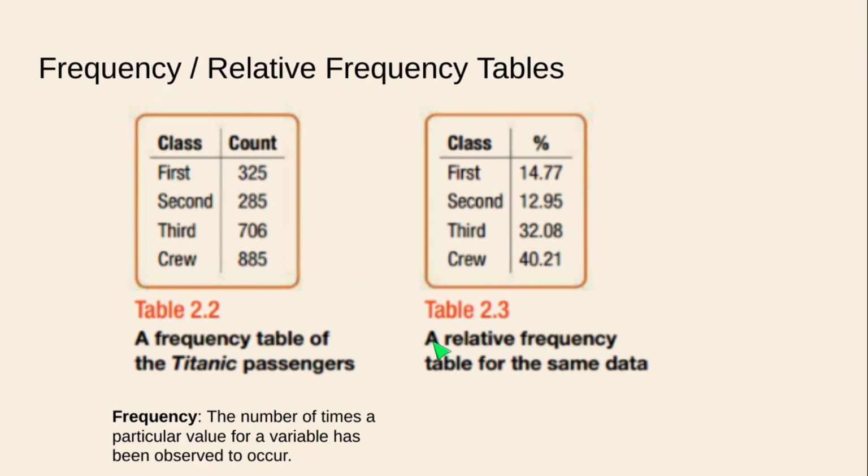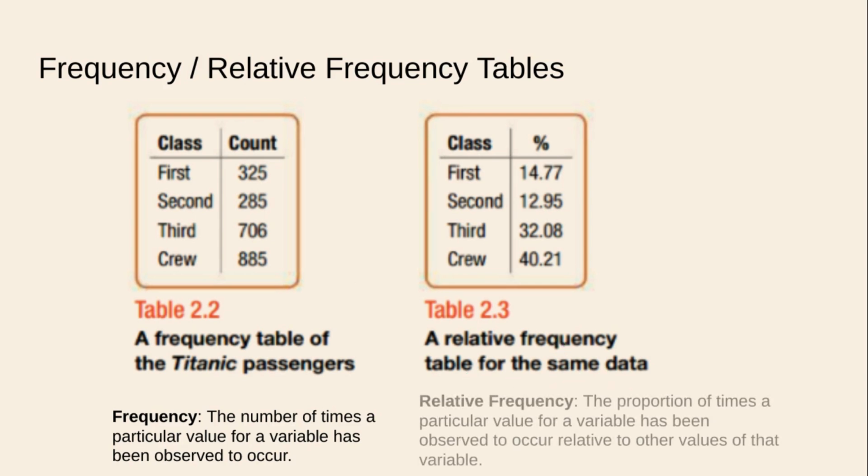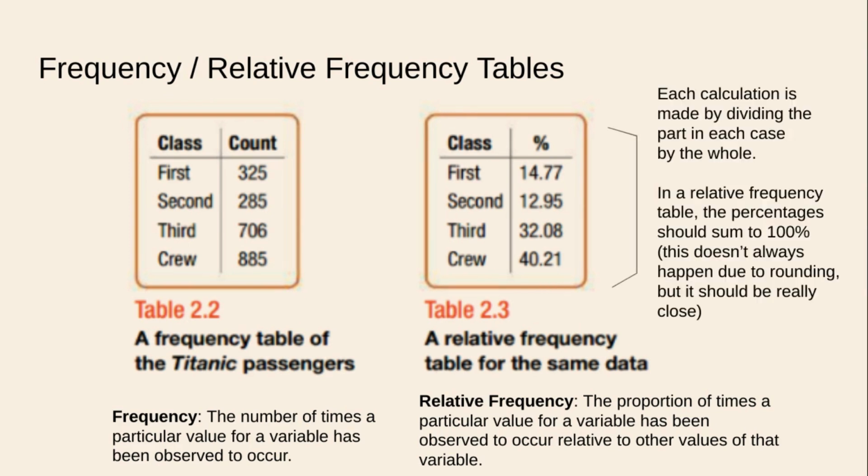Over here, we have a relative frequency table for the same set of data. Now, what's relative frequency? Relative frequency is the proportion of times a particular value for a variable has been observed to occur. Here's the relative part, relative to other values of that variable. So now we don't have counts anymore. We actually have percents. And so we have first, what percent of the whole fit the first class, what percent of the whole was in the second class, third, and what proportion of the crew aboard the Titanic were the crew.